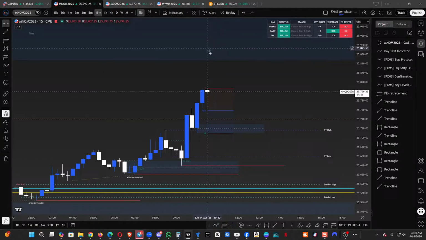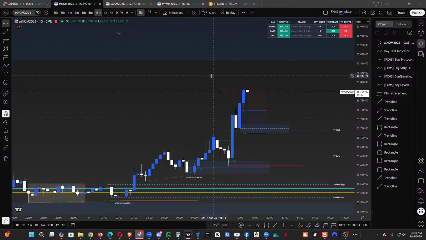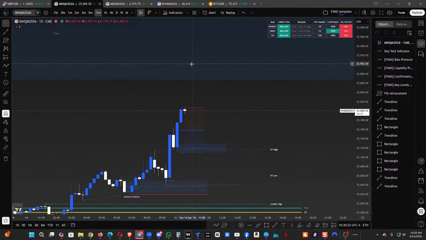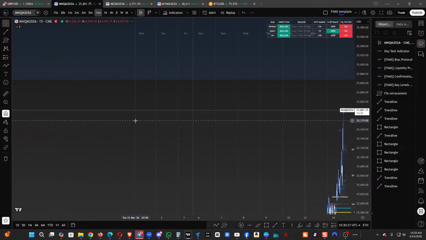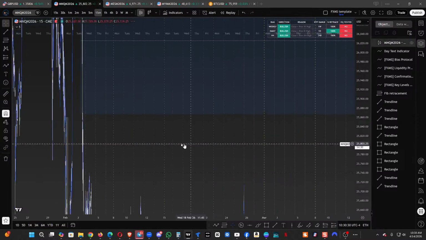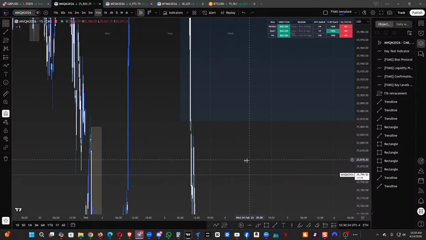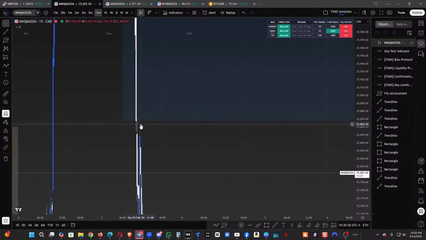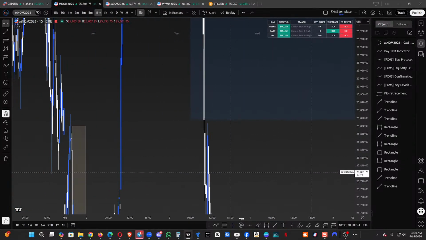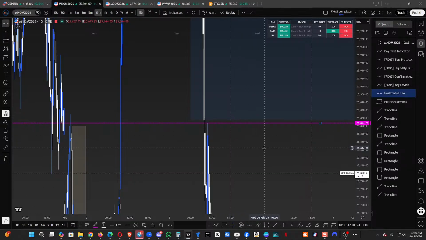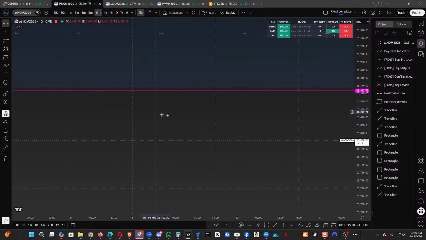Right? So when we get to this level here, when we get to that same higher time frame point of interest, we're going to see the same kind of behavior. Let's see if there's a high over here that I can reference for this imbalance. There's the high right here. This is a 15-minute high into this imbalance. And this is just the bottom of the imbalance.